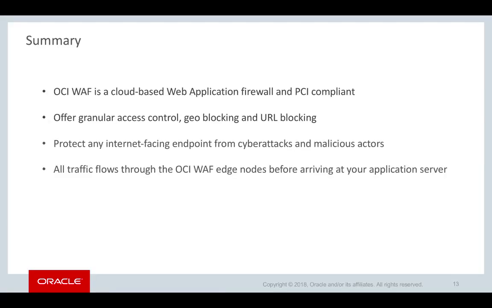All right, so here's a summary of our lesson. OCI WAF is a cloud-based web application firewall that's PCI compliant. It offers granular access control by allowing you to block by geolocation and URL blocking as well. It can protect any internet-facing endpoint from cyber attacks and malicious actors. It can also protect your on-premises applications too. All the traffic flows through the OCI WAF edge nodes before arriving at your application server.